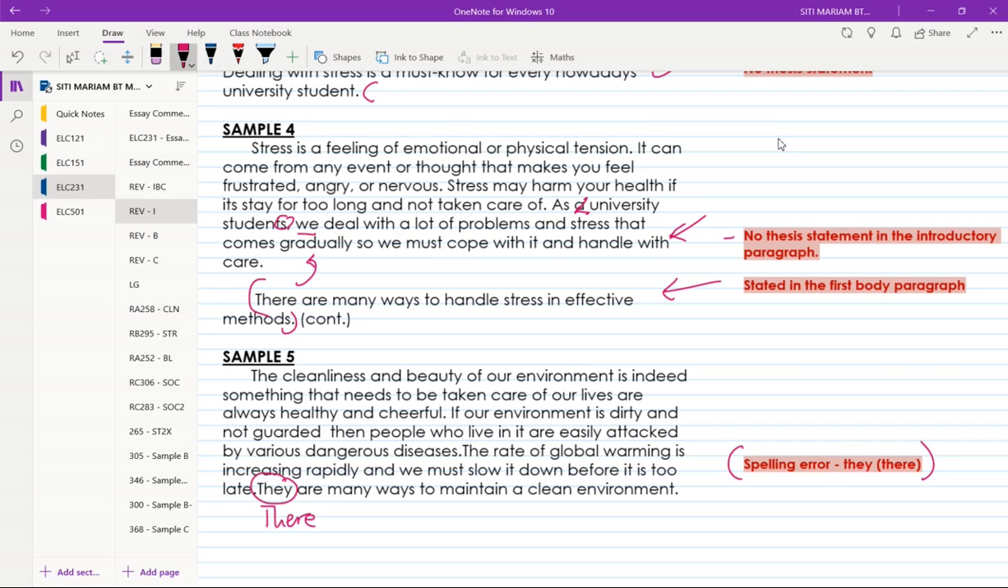I don't know, maybe there's just a confusion in terms of the sound. Okay, they and there, probably it's quite similar, but always remember to check your spelling before you finalize your essay. Alright, so that's for introductory paragraph.